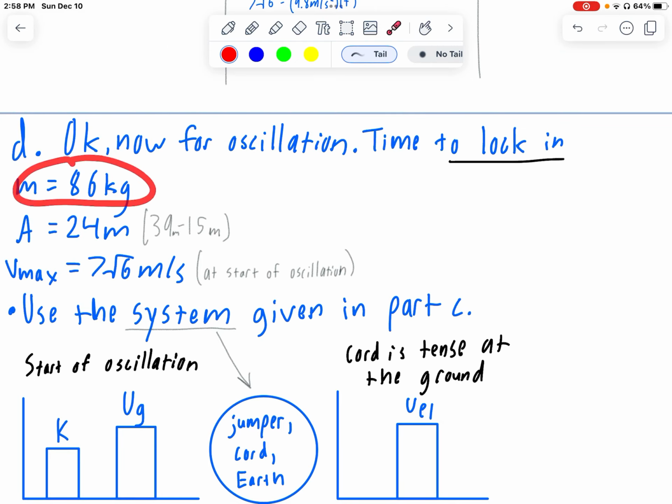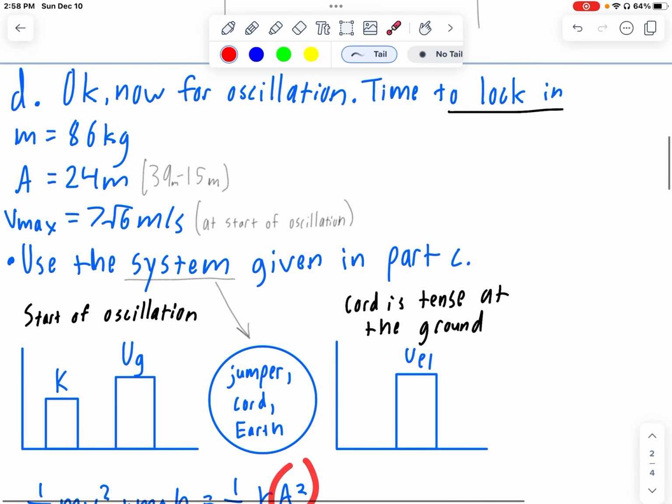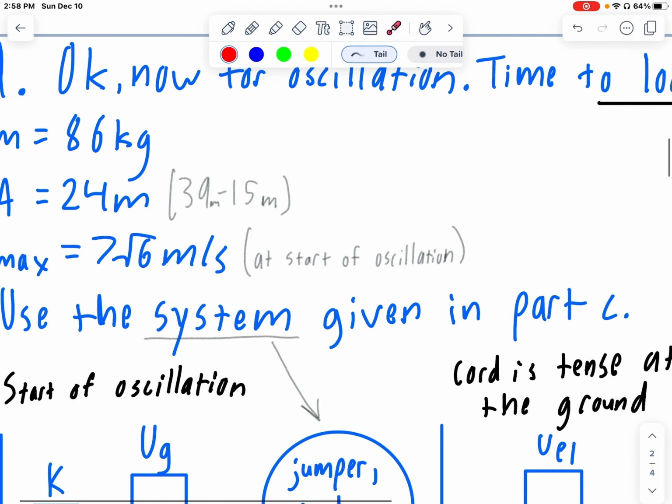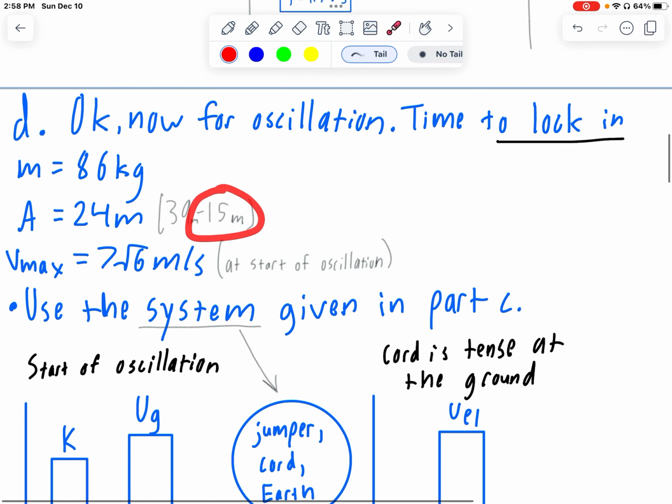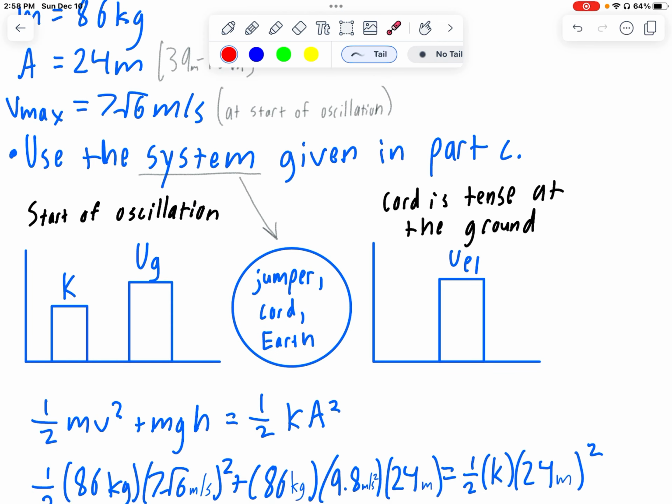So we know mass equals 86 kilograms, and then our amplitude equals 24 meters, which is just the total distance below the bridge minus the distance covered by free fall. And then Vmax, which again, at the start of oscillation, the speed is maximum, equals 706 meters per second.